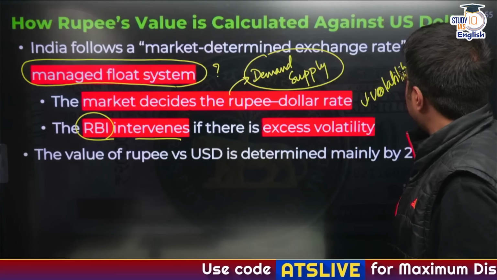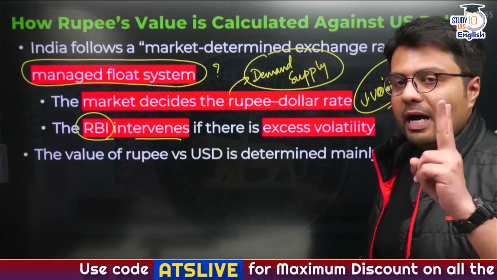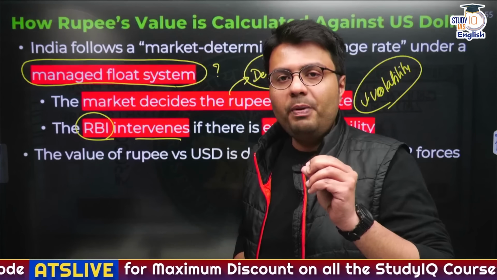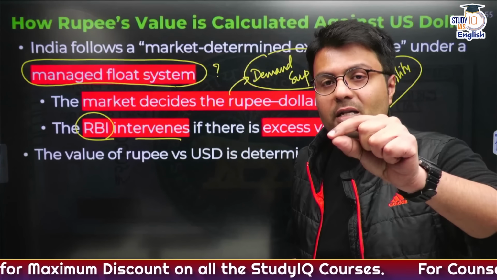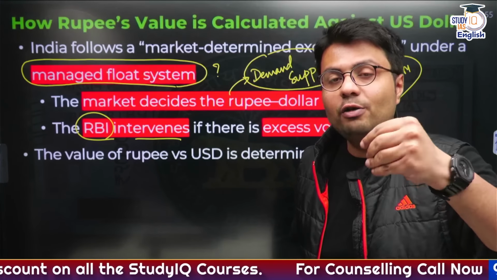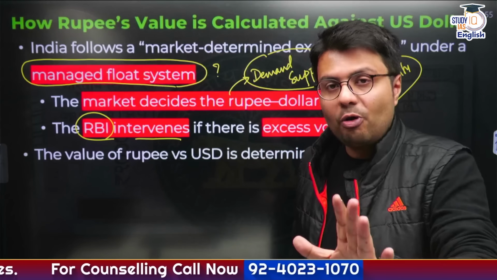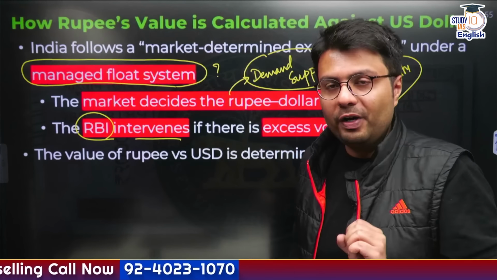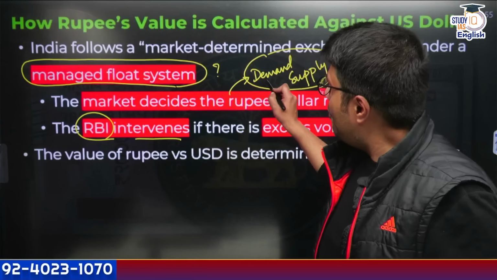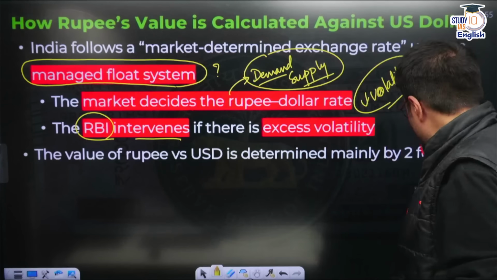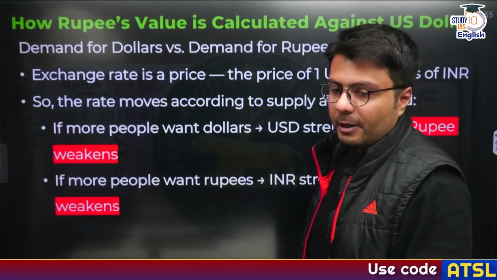So there are two factors that determine the value of rupee. First is the factor of demand and supply, and second is the factor of intervention by the central bank of any country, which in India's case, I've already told you, is the Reserve Bank of India. So let us understand how factors of demand and supply impact the value of rupee vis-a-vis dollar.